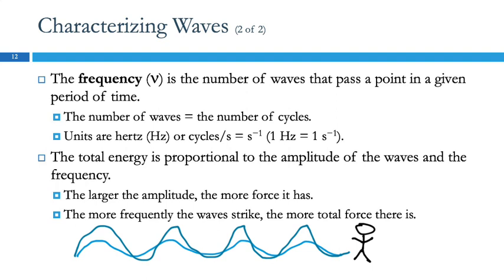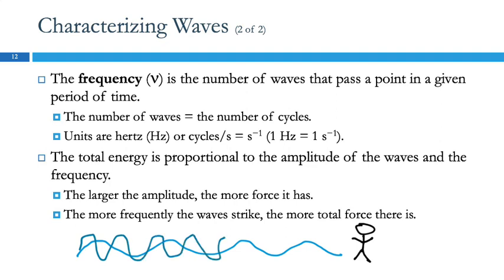So with, let me erase one of these. So with light, the waves are coming at the same speed, and so the frequency is going to correspond to the wavelength. So if these are moving at the same speed and you've got a shorter wavelength, these waves are going to crash on you more frequently, right?